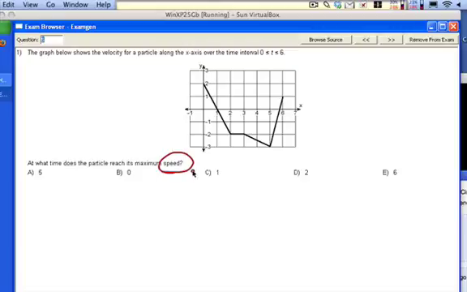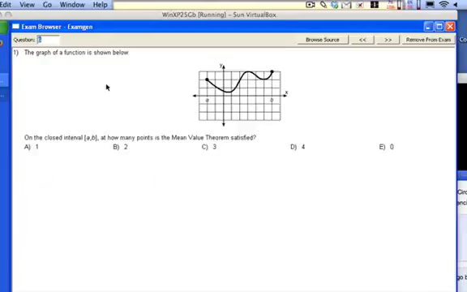Okay, so the highest velocity is right here, but the highest speed is down here, and so the time is equal to 5. And so the answer to this is A. It's that right there. Be really careful about the difference between speed and velocity.